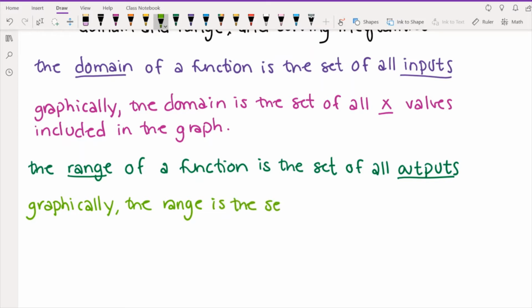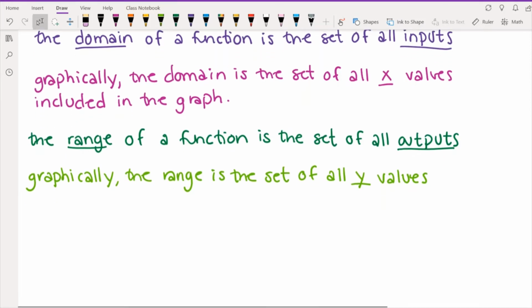And by the way, when I say the set of all, set is just a generic word to mean a collection of things, right? So a collection of all the x values or all the y values. What we'll see is that in the types of functions that we're focusing on in this class, the domain and range are generally going to be intervals. So we're going to be expressing them in interval notation, just like we did in earlier videos about domain.